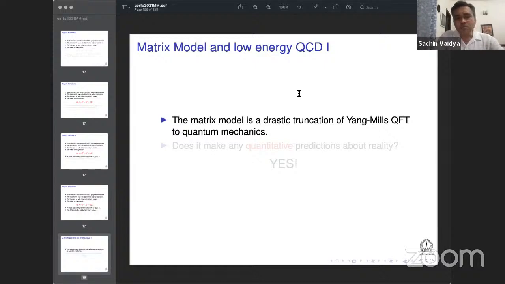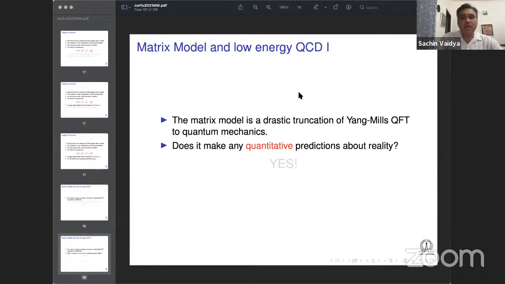Okay, so one might think that this is a somewhat specialized discussion, and you can ask whether this has any implications for the real world. The first question that one might face is that the matrix model is, after all, a dramatic truncation of full Yang-Mills quantum field theory. The full field theory has been truncated to quantum mechanics. So are there any quantitative predictions that the matrix model has for reality? And I will show you that the answer is indeed yes.